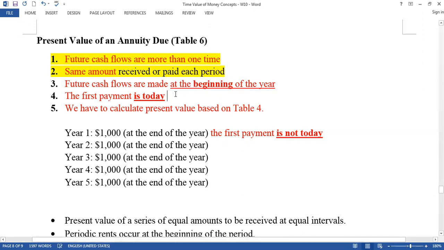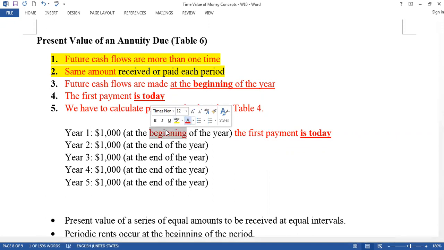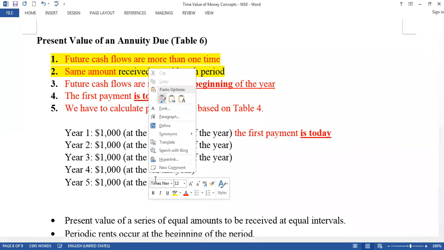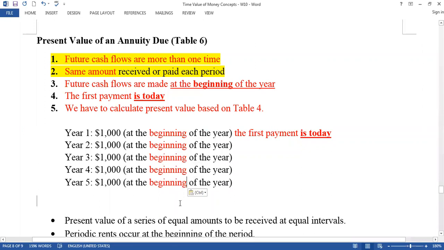Do you understand? Ordinary annuity says that the first payment is not today, but annuity due says that the first payment is today. So today we have a transaction, and the first installment I pay you today, or you give me today. So the first payment is today and at the beginning. This is the difference. Do you understand the difference between annuity due and ordinary annuity?